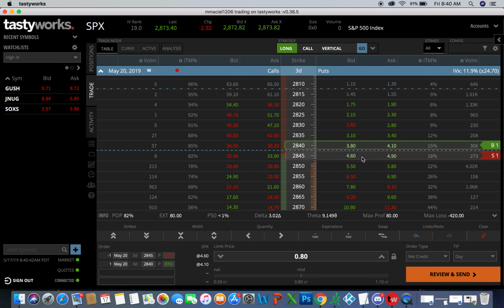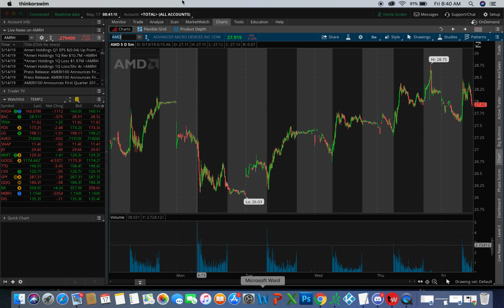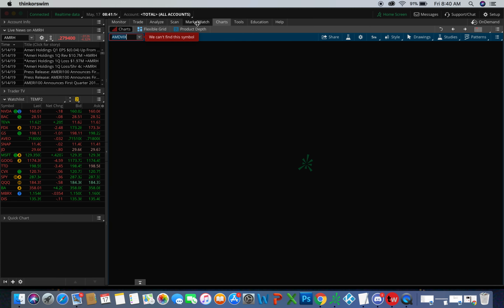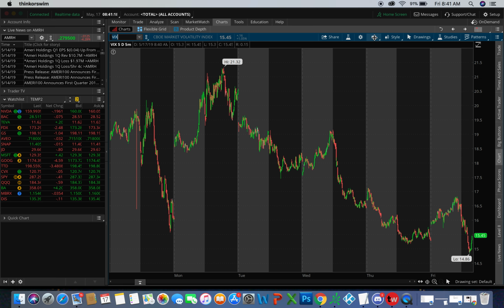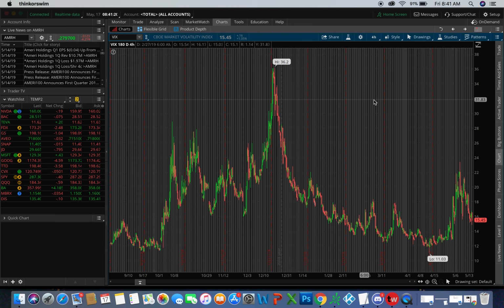Let's say this thing does hit my strike price, and implied volatility goes up really high. Well, remember, volatility is going to collapse. Volatility always collapses. If you don't believe me, I'll give you proof. It collapses. Let's use the VIX. The VIX is the measurement of volatility in the market. Let's look at 180-day. Look at how it always comes back down. It's always going to come back down.